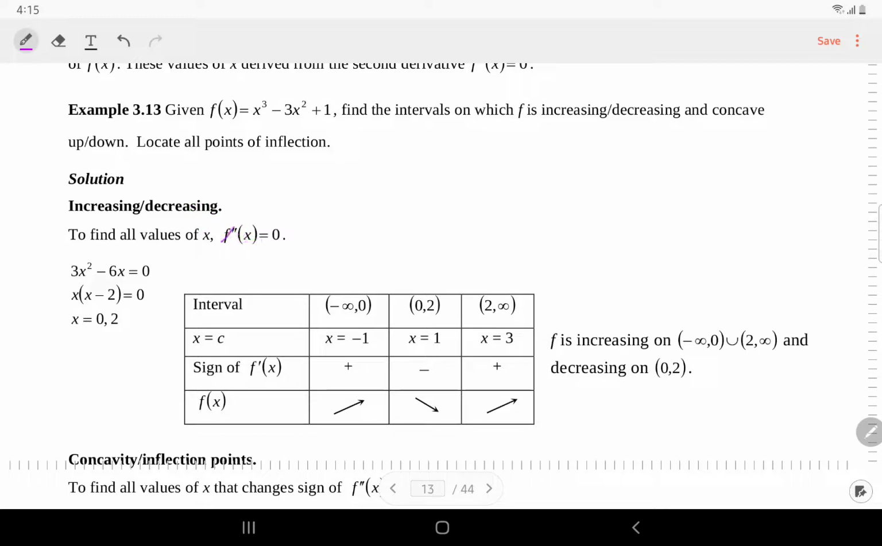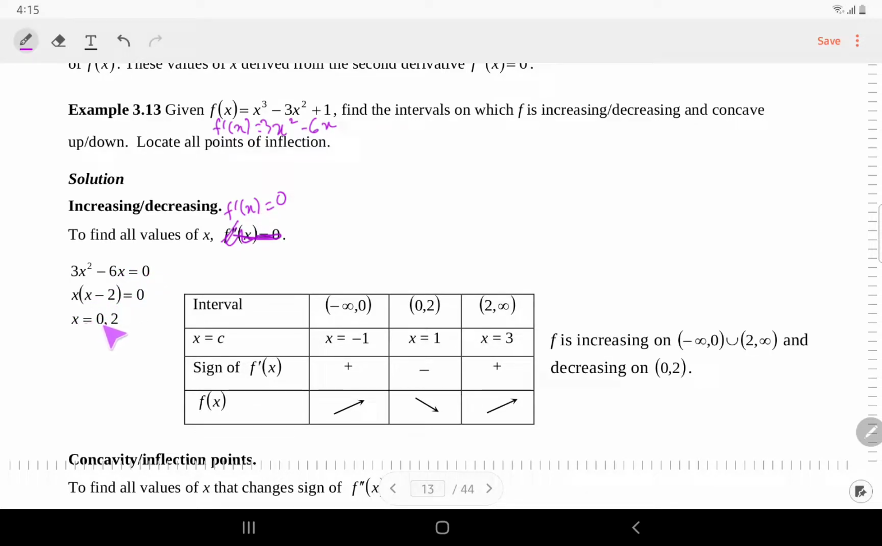For increasing and decreasing, we need to set up f prime x equal to 0, like the previous example. So, our f prime x, when we differentiate here, we get 3x squared minus 6x. So, 3x squared minus 6x equals 0, and then solve for the value of x.